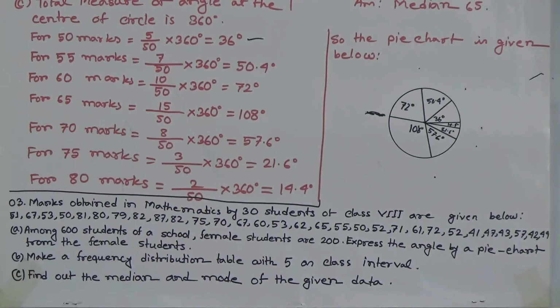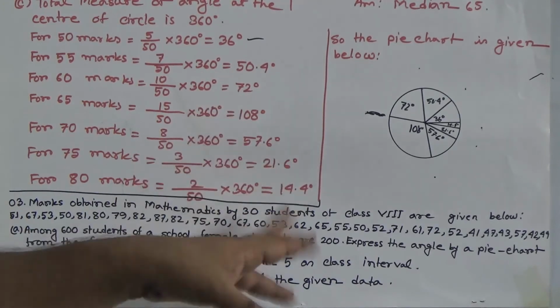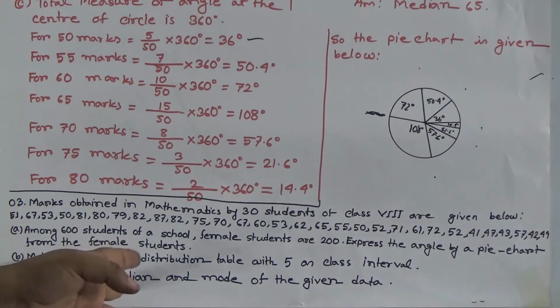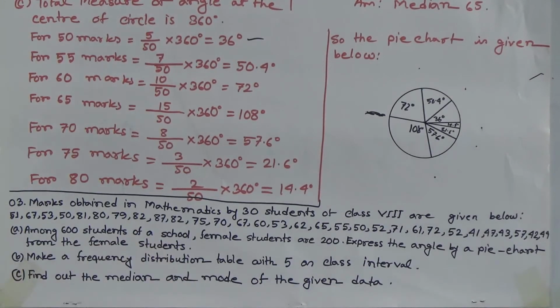To draw the pie chart, at first we draw a circle. After that we take a radius. Using that radius we draw that angle. I hope you have understood. Question number B, make a frequency distribution table with 5s class interval. We have done a math just like this in our lecture number 44. Please take help from this to do this SW.